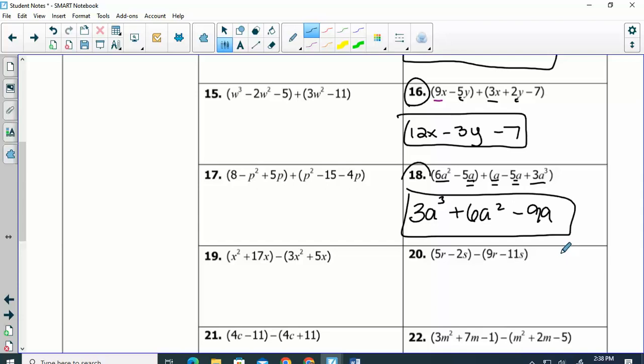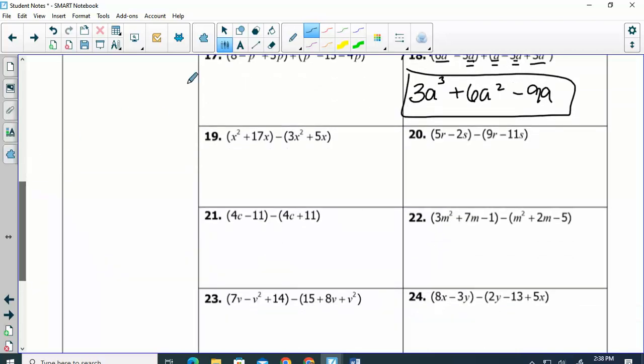How is number 20 different? Subtraction. So what I told you to do, if you get a subtraction, write it as plus and distribute the negative all the way through. So we change all those signs. So now we have 5r plus negative 9r. So 5 plus negative 9. Negative 2s plus 11s.